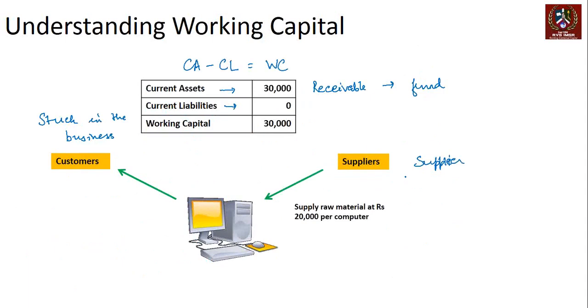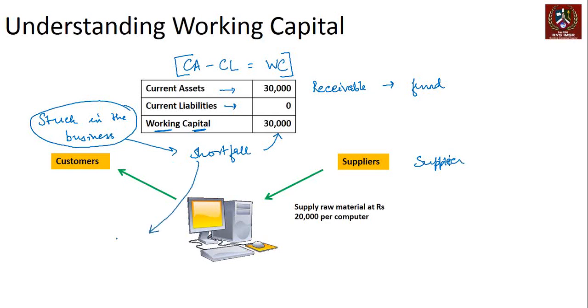So at this point of time, there is a shortfall in the business of 30,000, and this is known as the working capital requirement. That is why we use the formula current asset minus current liability, because this tells us the amount of money that is stuck in the business, which creates a shortfall and needs to be funded, right? Now, how do we fund it? If it needs to be funded, there must be a mechanism of funding it in the first place. So how do we go about funding it?